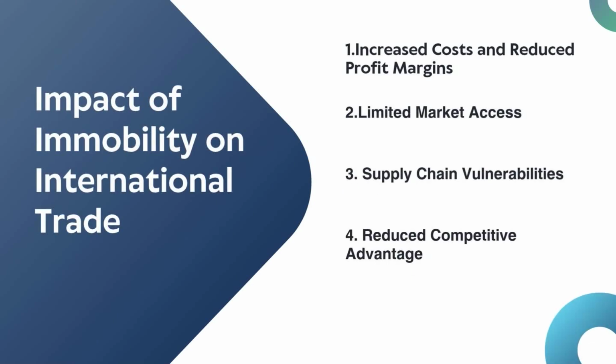It has an impact on international trade because it increases cost as well as reduces profit margin. Immobility increases the cost of transportation of products, warehousing and compliance with regulation. These additional expenses can erode profit margins, and especially affect small and medium sized enterprises looking to expand internationally.